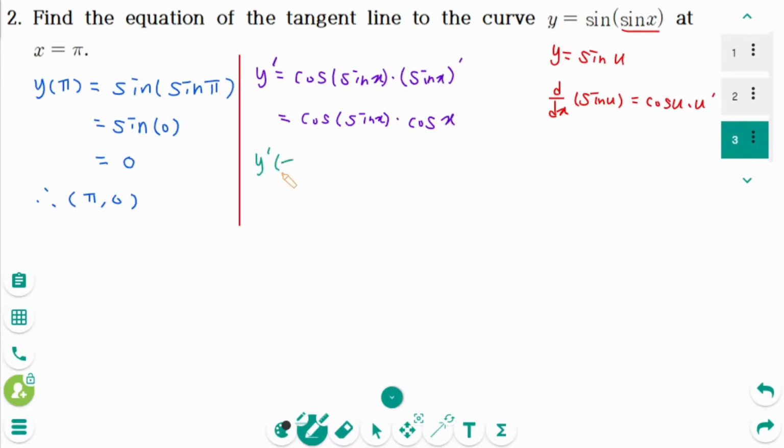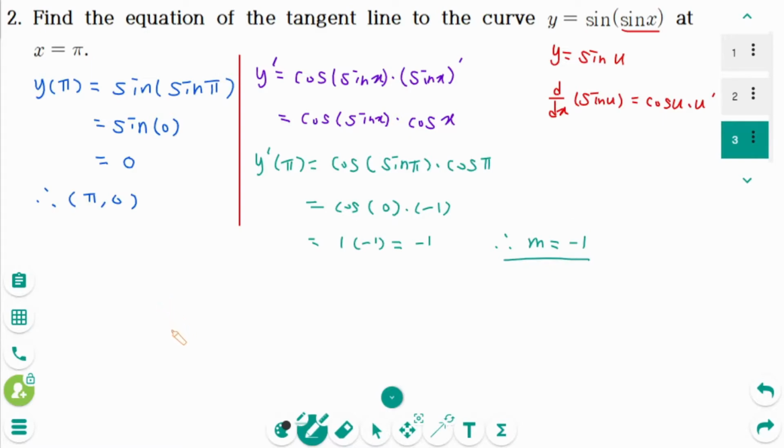Then y prime at pi equals cosine of sine of pi times cosine pi, equals cosine of sine pi, which is cosine 0. Then cosine pi equals minus 1, and cosine 0 equals 1, times minus 1, which is minus 1. So the slope equals minus 1.